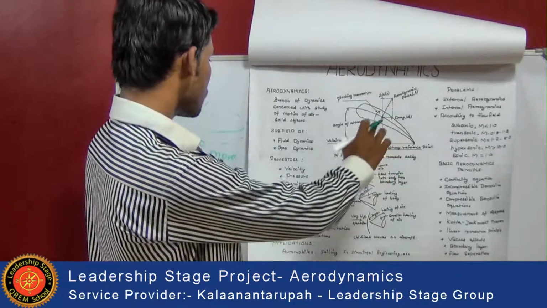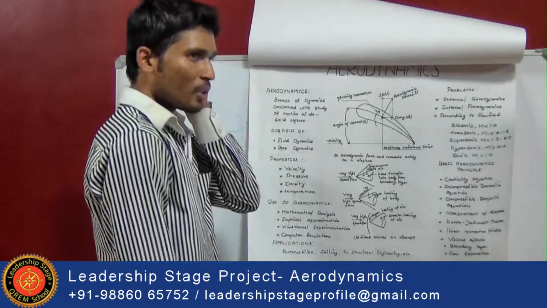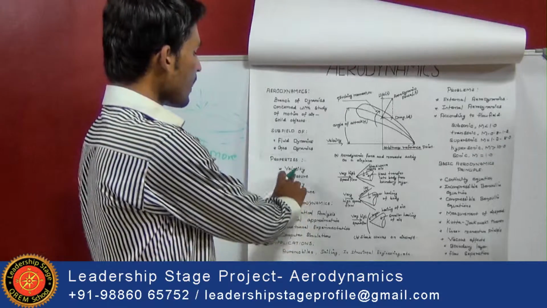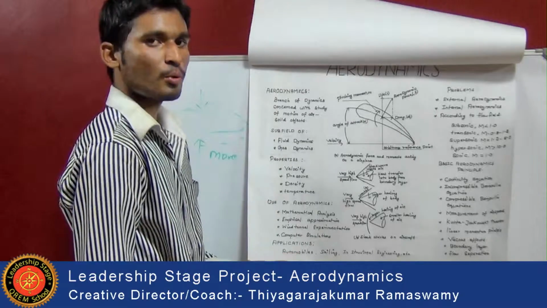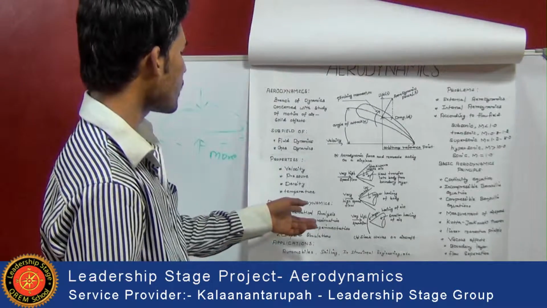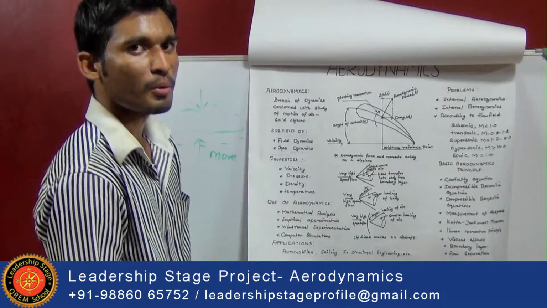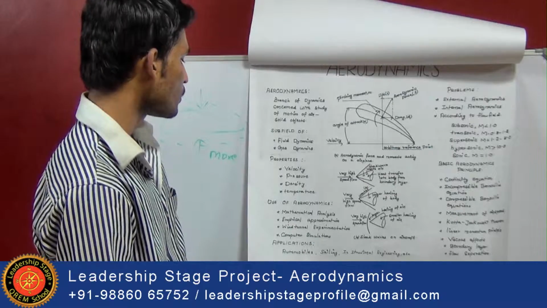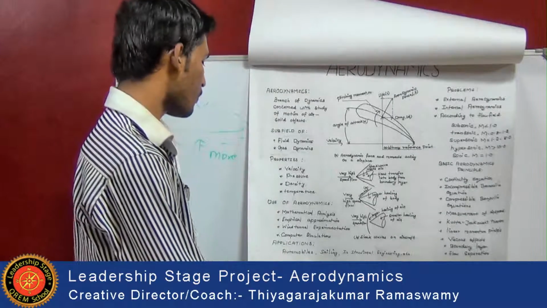And next one is properties. The properties include velocity, pressure, density, and temperature, to find the spatial position and time of the aircraft. Aerodynamics is usually applied through mathematical analysis, empirical approximation, wind tunnel experimentation, and computer simulation, in the design of aircraft and a number of other technologies.